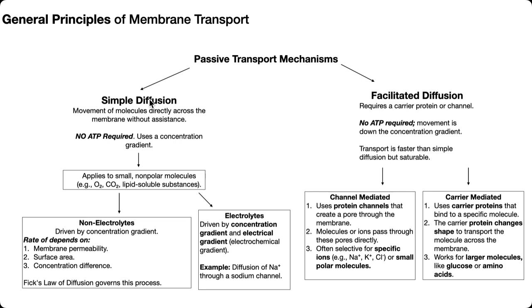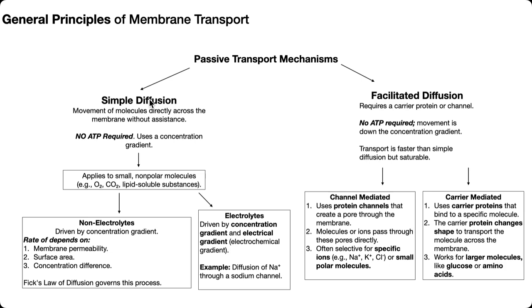And then we have facilitated diffusion. Facilitated diffusion means that it's going to need a helper. It has a helper protein, a carrier protein, or a channel protein. Again, no ATP is going to be required. We're moving from high concentration to low concentration, or down the concentration gradient, same as simple diffusion. But we have to have this channel or this carrier that helps.